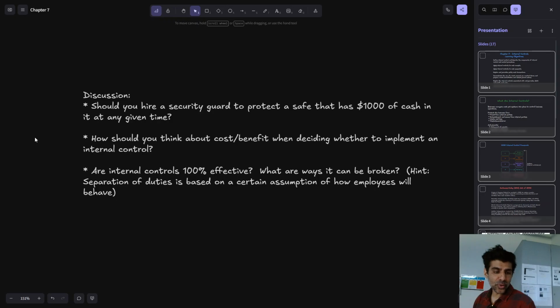What about this? Are internal controls 100% effective? And in what ways can they be broken? Who has an opinion on this? Any opinions? Can you ever create a foolproof system of internal controls? No. I agree with that. Mohammed, what are you going to say?